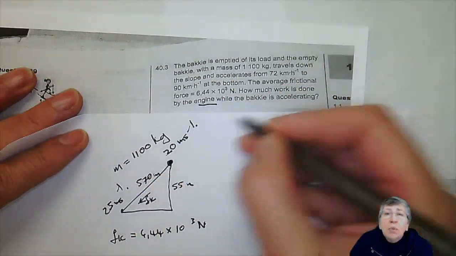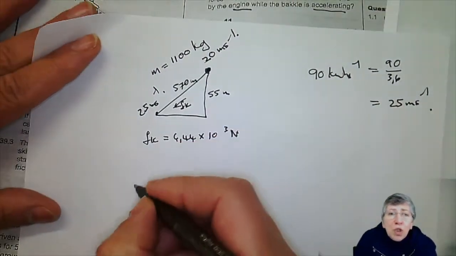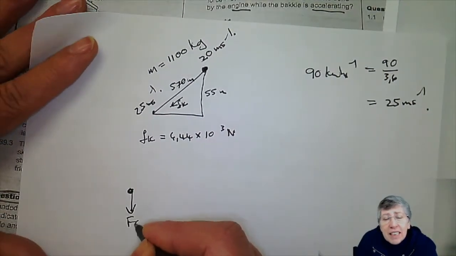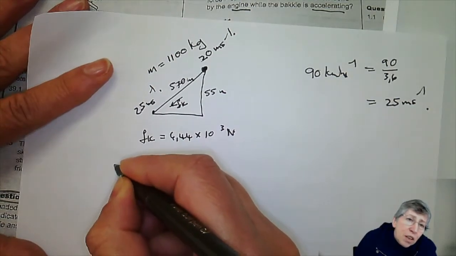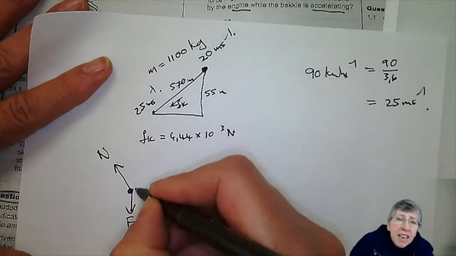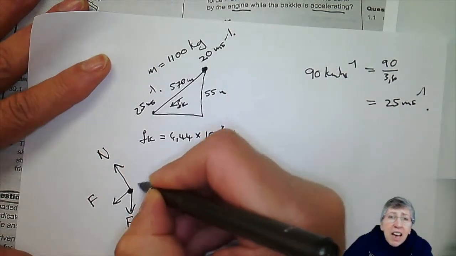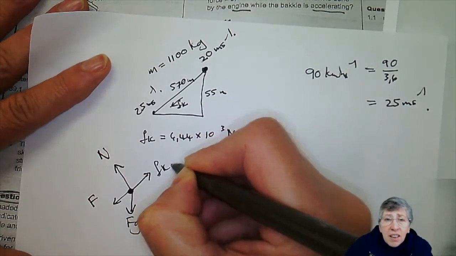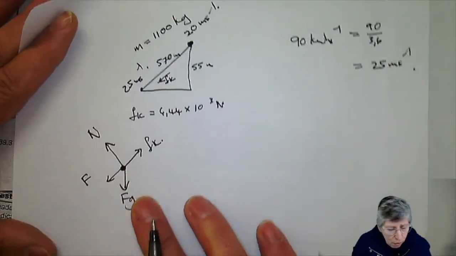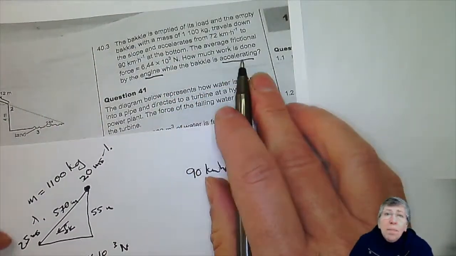Okay, so the engine is still working while the bakkie is accelerating. Now let's start with a new force diagram. We're on the same Earth, so our gravity is still down. We're on the same surface, so we've still got our normal force up there. But now it's traveling down, so the engine, the applied force, is down, and the frictional force is in the upward direction because it's always in the opposite direction of movement. So we've got a whole new set of forces.